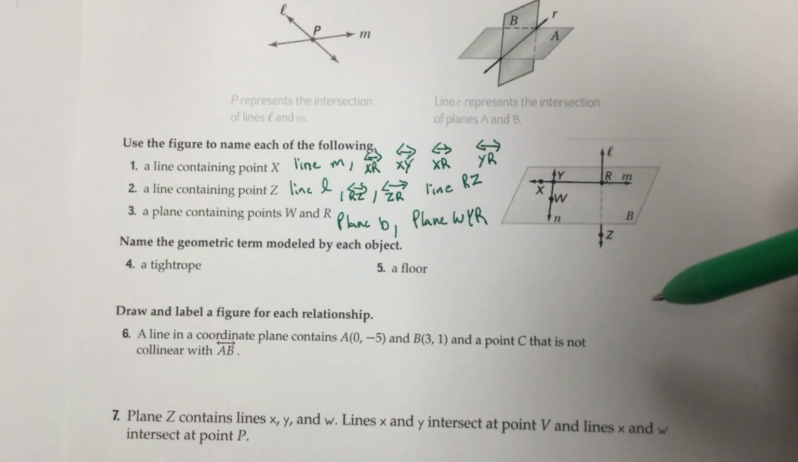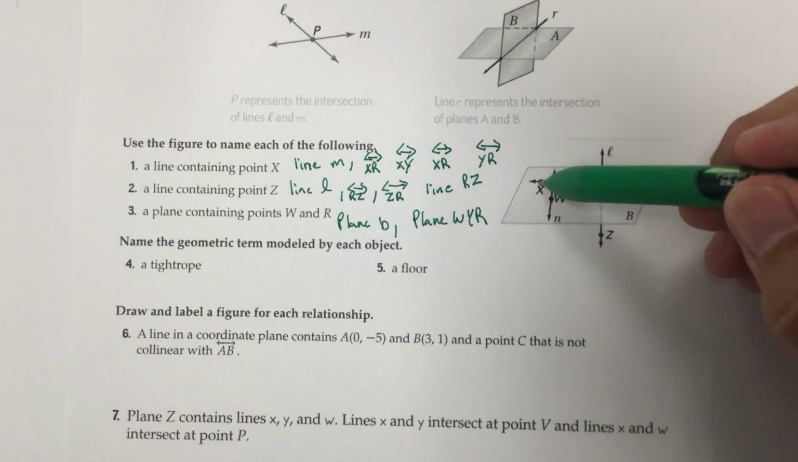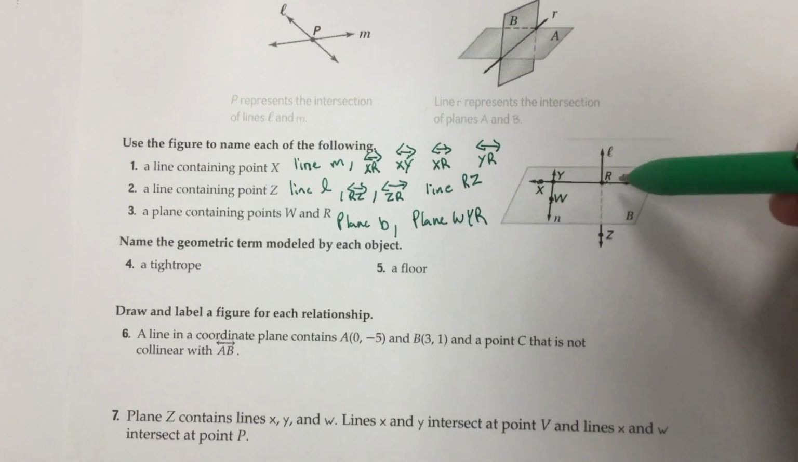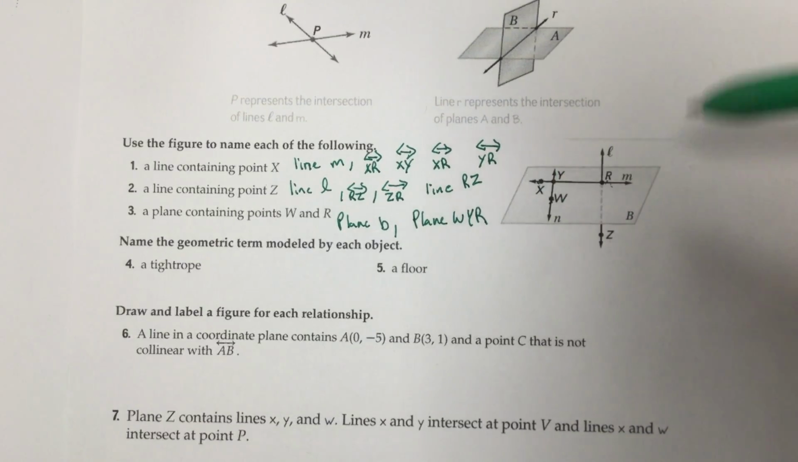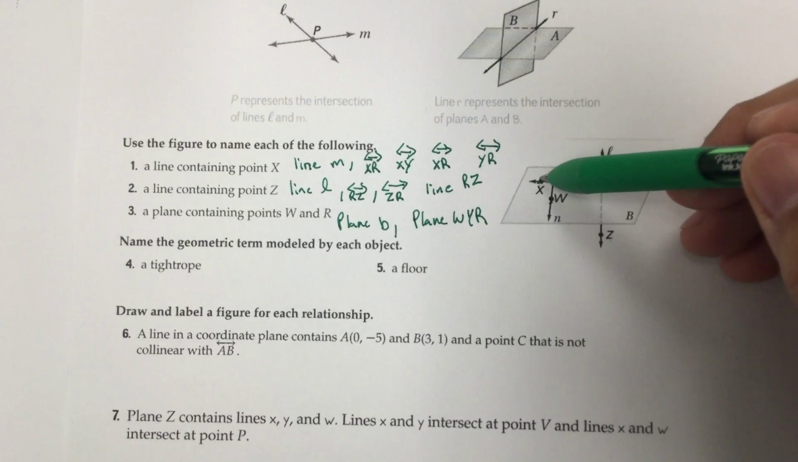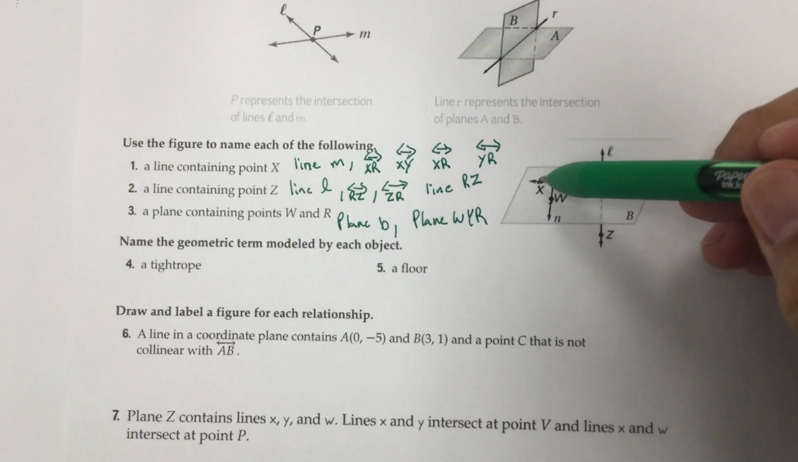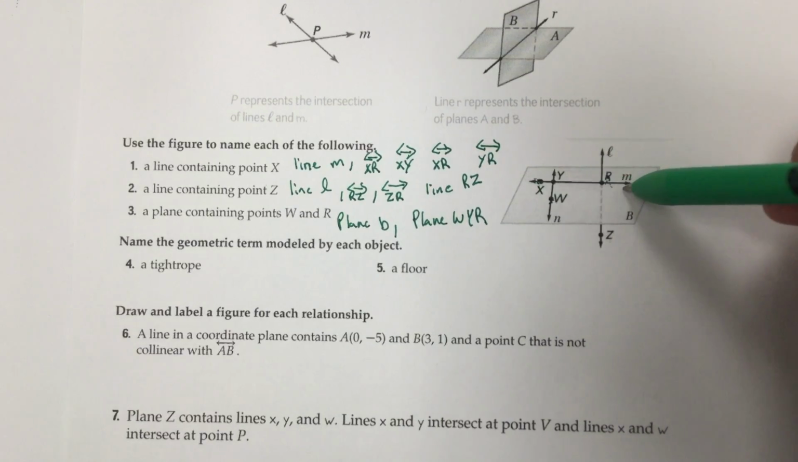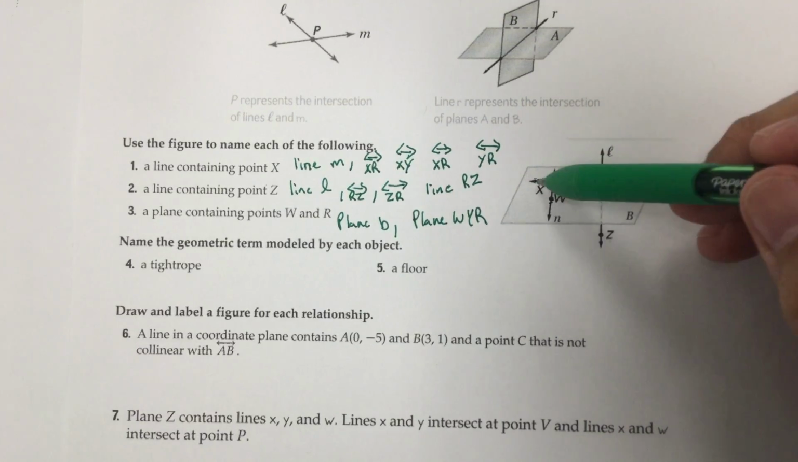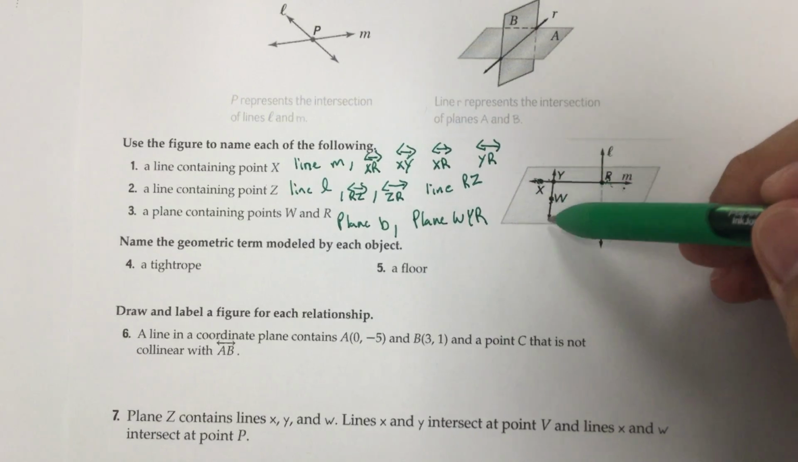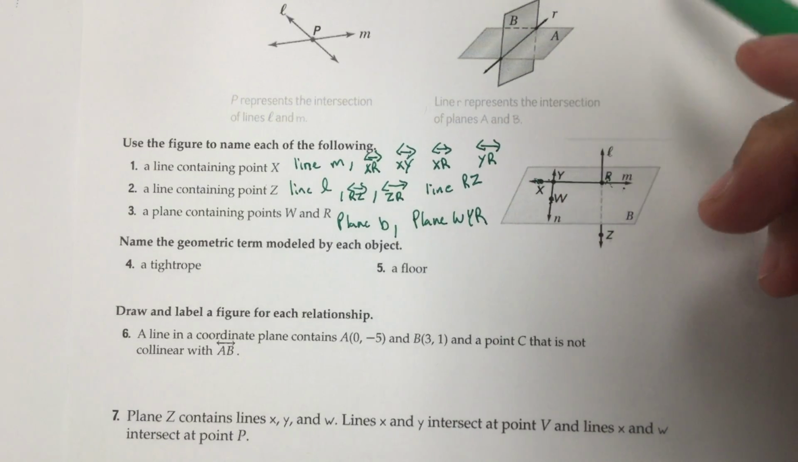I can call this WXR, right? Because X is still on the plane. These are three non-collinear points. They're not on the same line. Now, would I be able to call this plane XYR? Well, I wouldn't be able to call this plane XYR because this is a line. These 3 points are collinear, so I wouldn't be able to use that. So I want to make sure that we understand that. Okay?